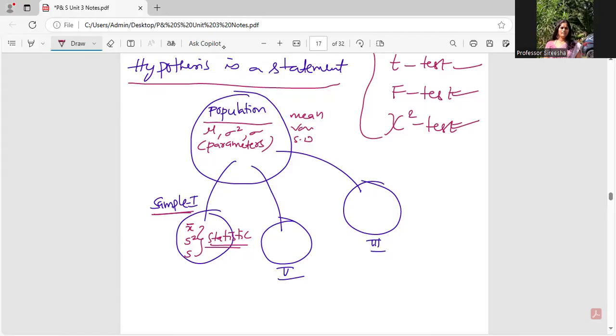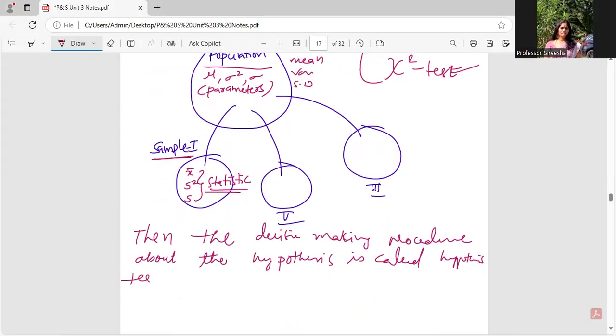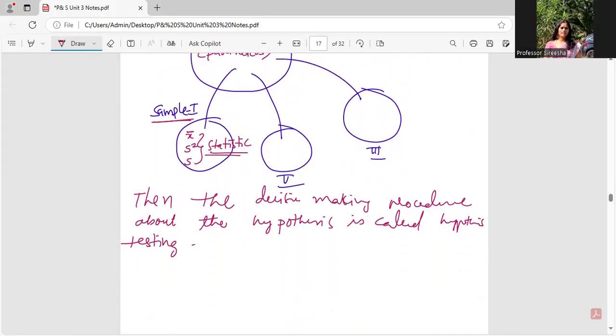If a hypothesis is a statement, then the decision-making procedure about the hypothesis is called hypothesis testing. Now, how I will be doing this procedure, let me write the procedure first.